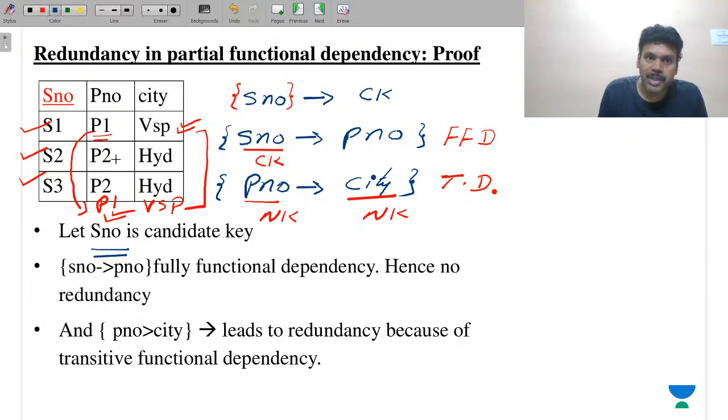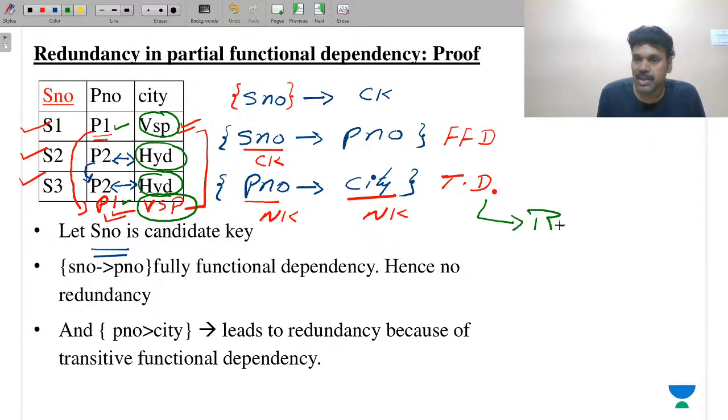Another tuple is there, P2. The bound value is Hyderabad. Again, I am repeating P2 here, then you are going to get the bound value once again. Therefore, what do we understand, friends? We understand redundancy in the form of Hyderabad city and redundancy in the form of Vizag city. Why have we got the redundancy? Because as their LHS are repeated, so RHS must be repeated. So you will understand transitive dependency is also creating redundancy.